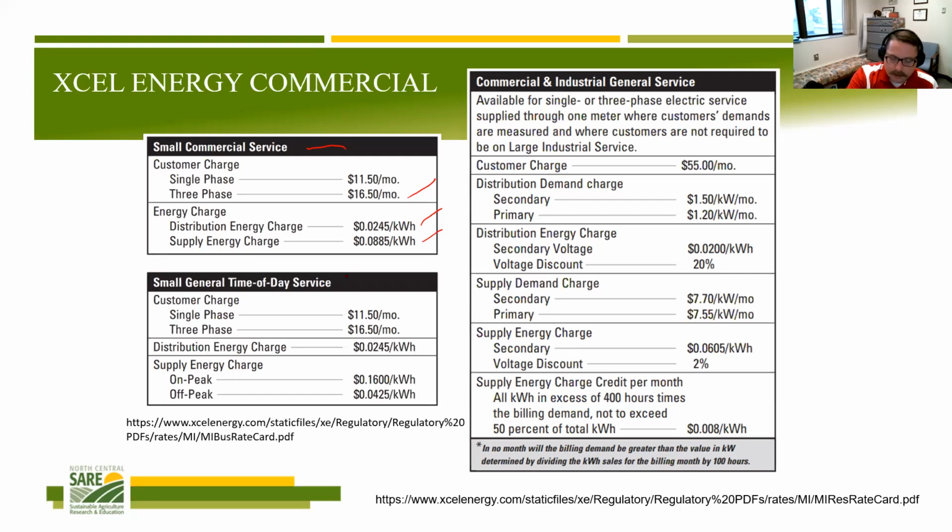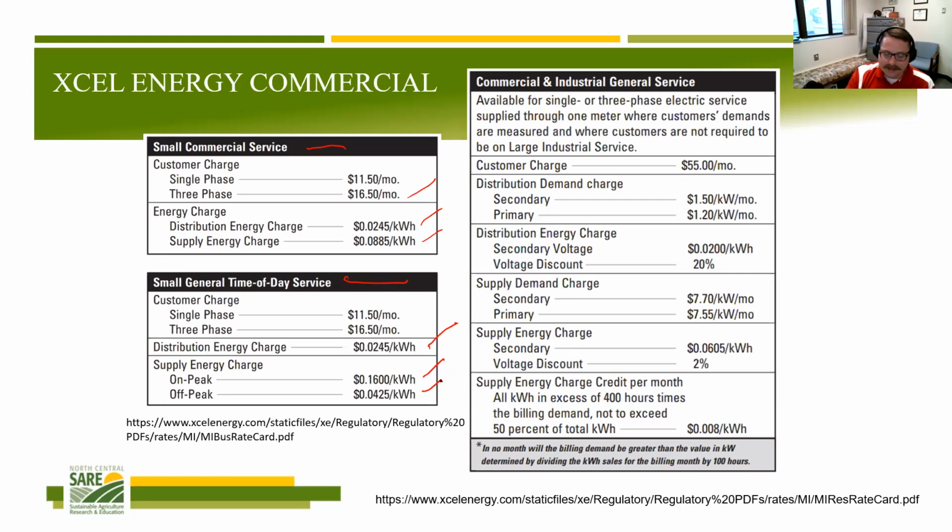When you start getting to be larger businesses or some maybe more complex ones, they start charging different rates. So if we move to the lower left, we have a time of day service where I have that same distribution charge, but now I'm charged a different amount for electricity depending on what time of day it is. So during the day, on peak might be 11 a.m. to 6 p.m. I'm charged 16 cents per kilowatt hour versus off peak, outside of those on peak hours, I'm charged 4.2 cents.